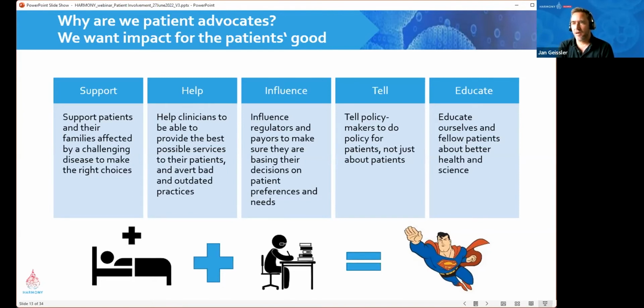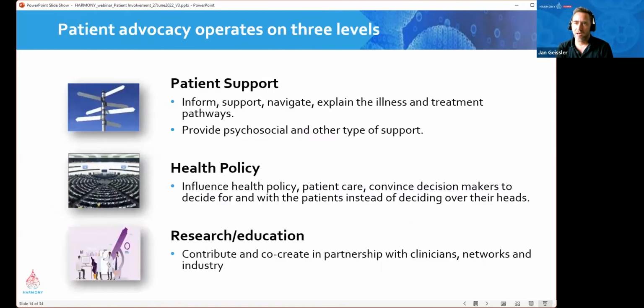And of course, education has been a huge bit, because there were not so many patients that really understood research about 20 years ago. Through the European Patients Academy and other activities, we've really made a difference to get more and more highly trained patient advocates that can be partners in research, in clinical trials, and in projects like IMI Harmony or the Harmony Alliance.